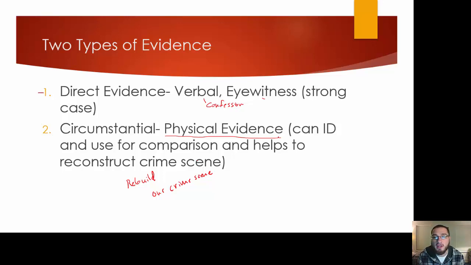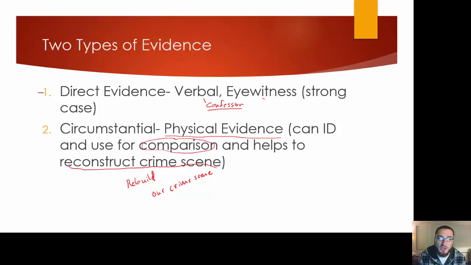So we use physical evidence because a lot of times we won't get a confession from the suspect, and possibly we won't have any eyewitnesses. So we're going to use physical evidence to try to make sense of what happened, when did it happen, how did it happen. And you can use this physical evidence in order to make sense of our crime scene, in order to reconstruct our crime scene or rebuild our crime scene. And it's all used for comparison.